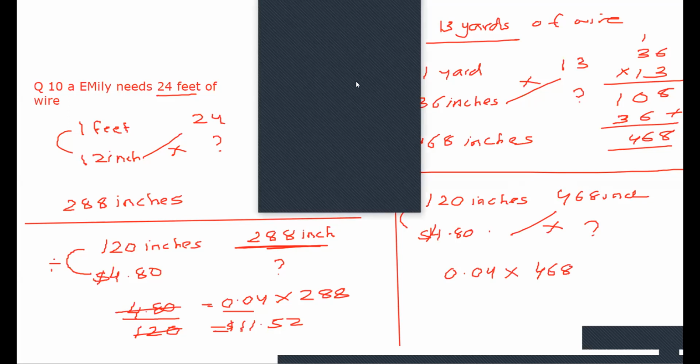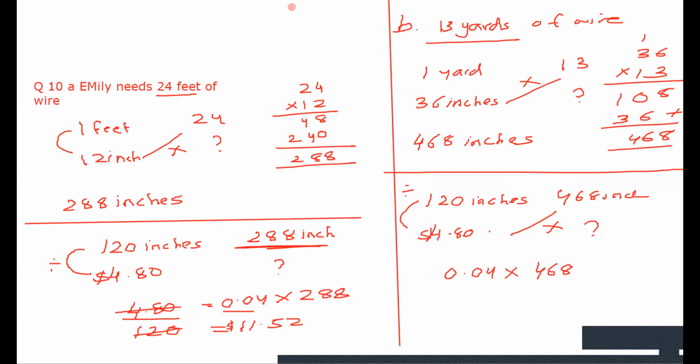From next year, you will have a calculator, girls, and you will do these kind of questions next year. This year, I will not give you such difficult questions for your exam. When I multiply this, I get 18.72. Again, girls, this is my answer for B.